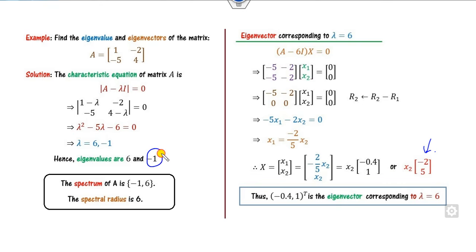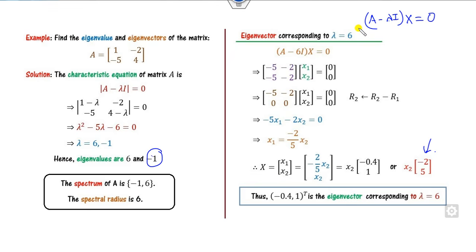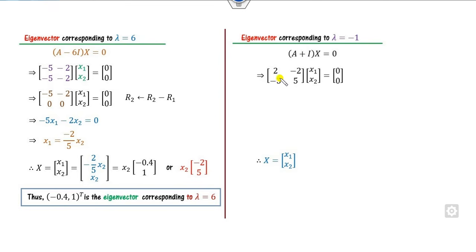Now we can find the eigenvector corresponding to minus 1. What you can do, we start from (A minus lambda I) x. So lambda is minus 1, so it is A plus I. I can substitute lambda equal to minus 1 in here. So what is that? This will be 2, minus 2, minus 5, plus 5. So I can write it as here.